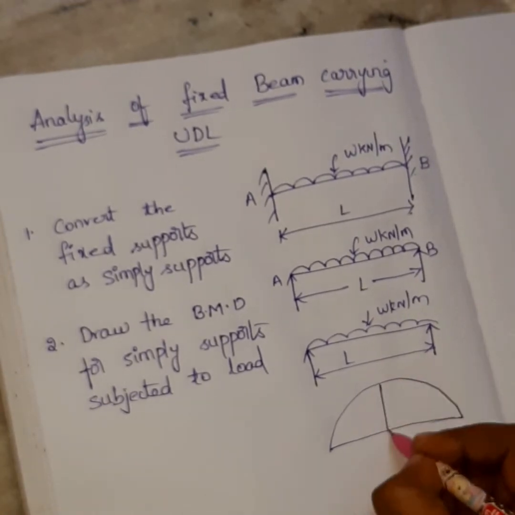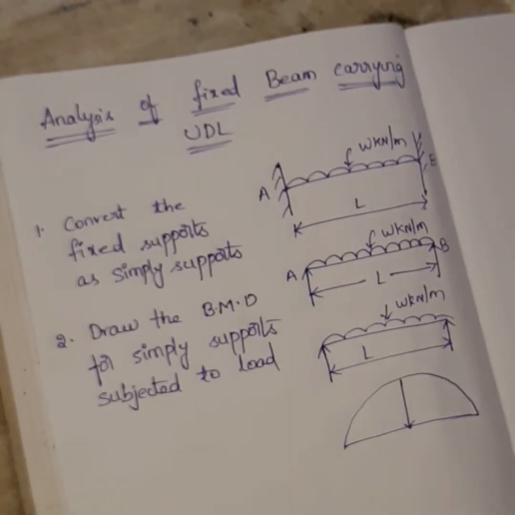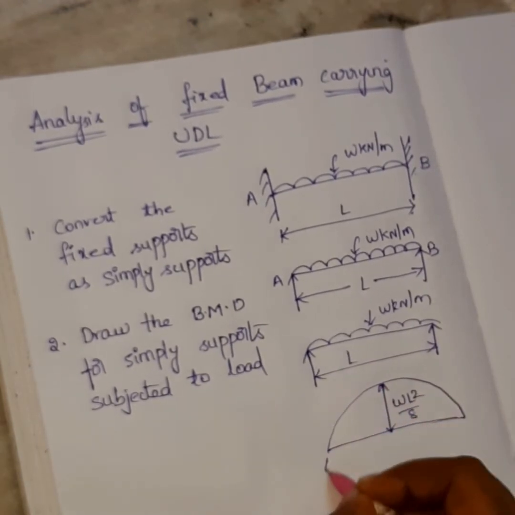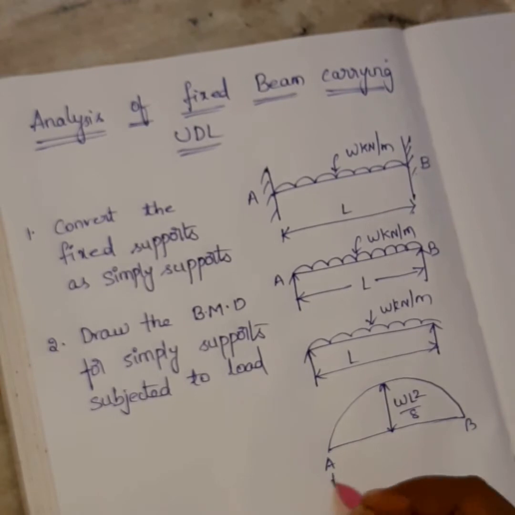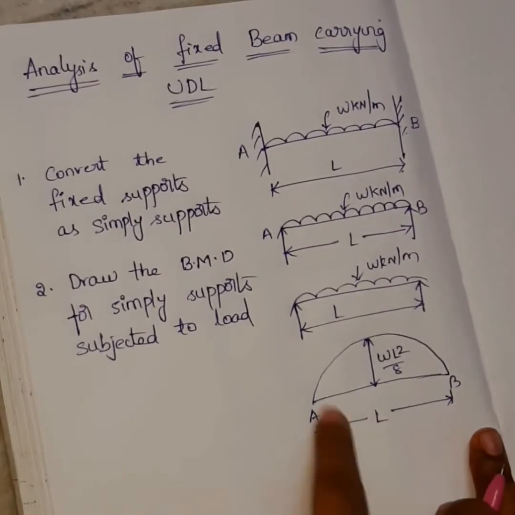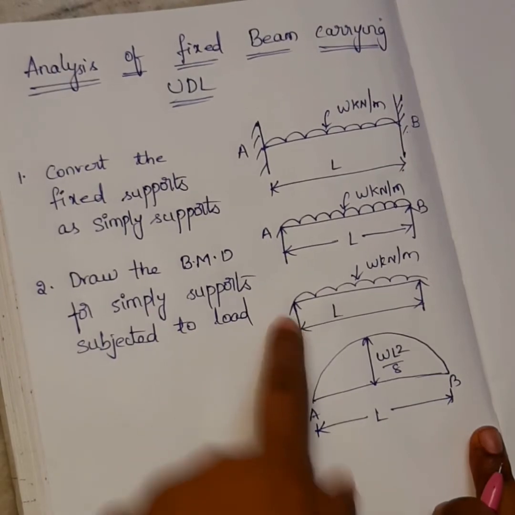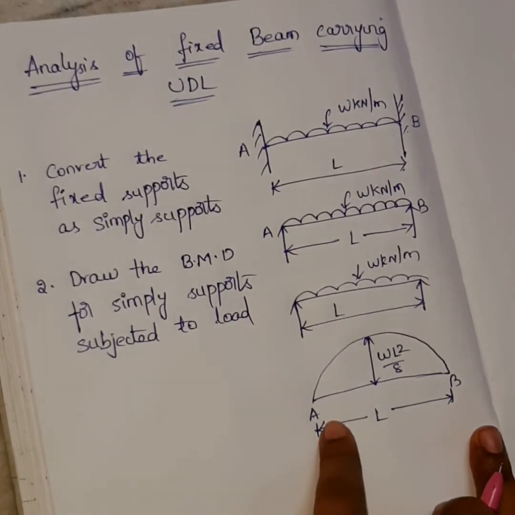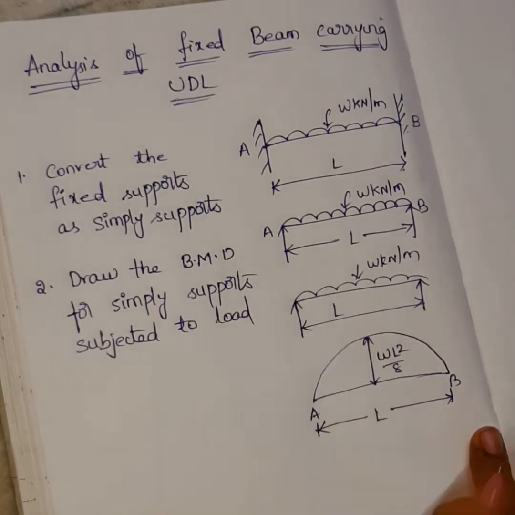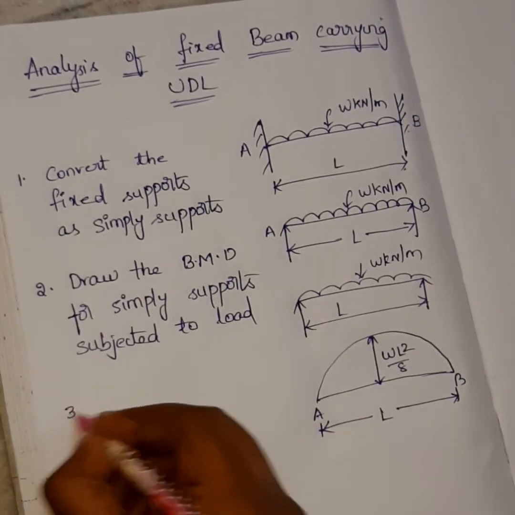What is the maximum bending moment for a UDL? WL square by 8. Everyone should know. You will clearly understand this from the basics of strength of materials. For a UDL, the bending moment diagram will come as a parabola, and the maximum bending moment is WL square by 8. This is my second step. Third step. What is the third step?